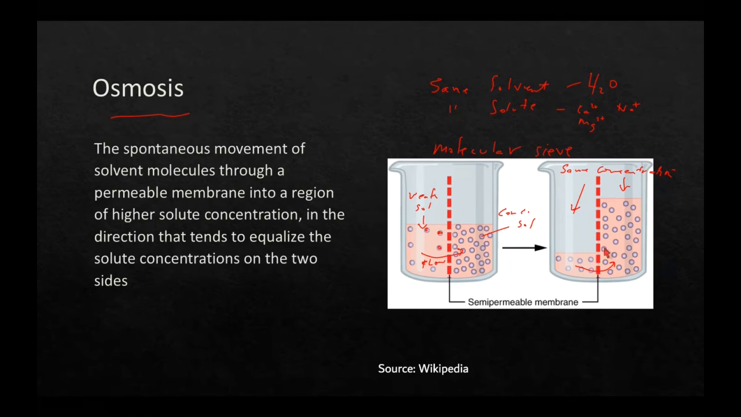It permits molecules of particular sizes to go through, and it'll keep larger molecules from passing through. So the solvent can pass through, the solute cannot, and so what we end up with then is this difference in height.